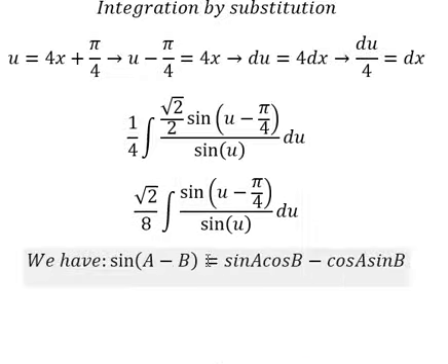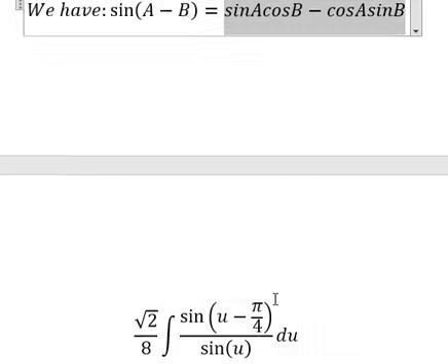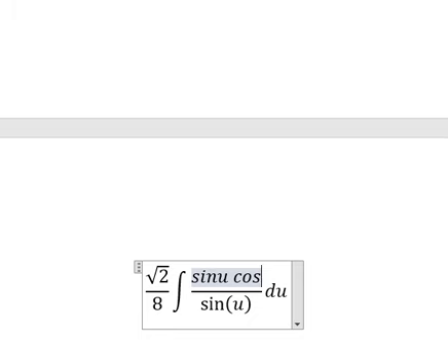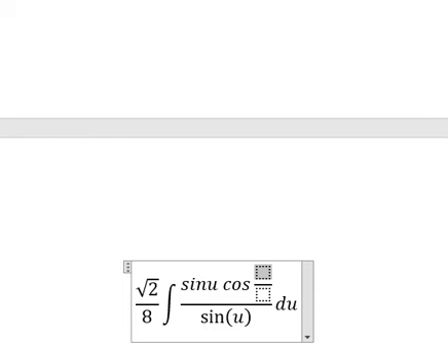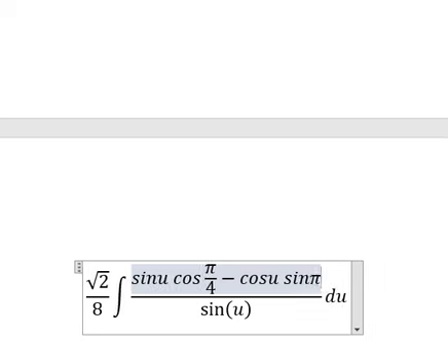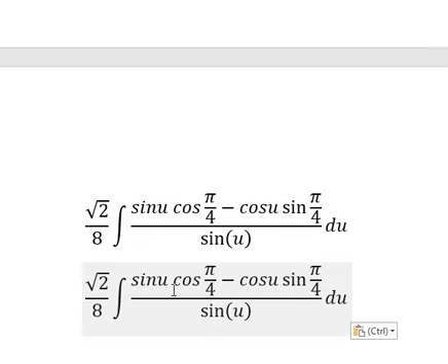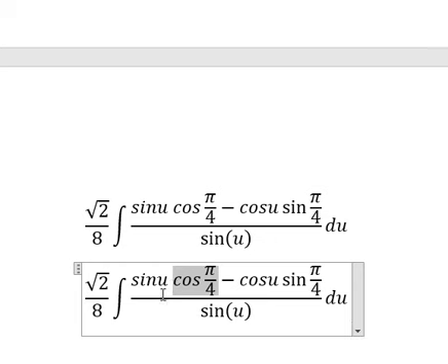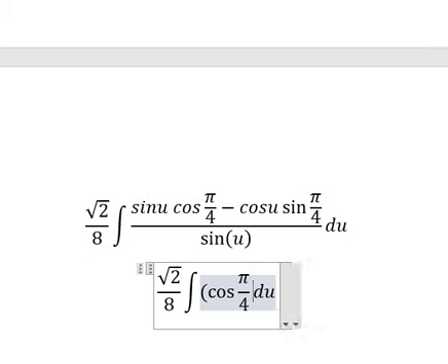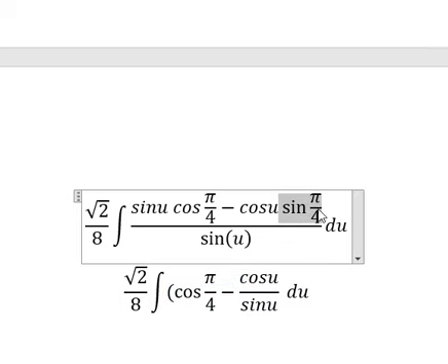So this one is this one. And now we need to transform this one into this one, and we have like this. So sine u divided by sine u, we have only cosine b over 4. The next one is cosine u over sine u, and we keep the same sine of b over 4.